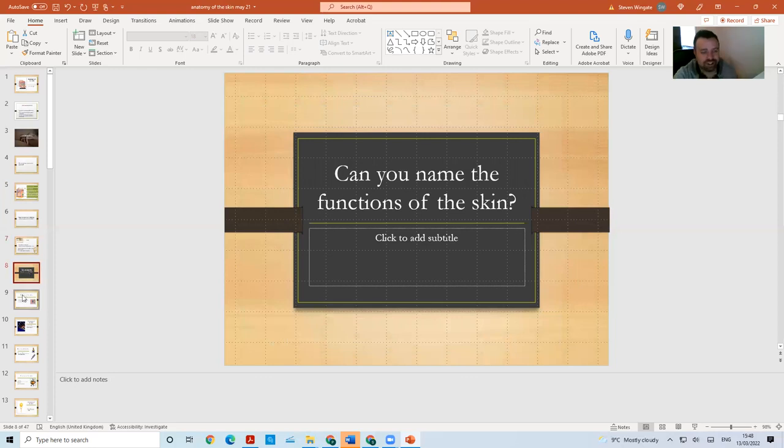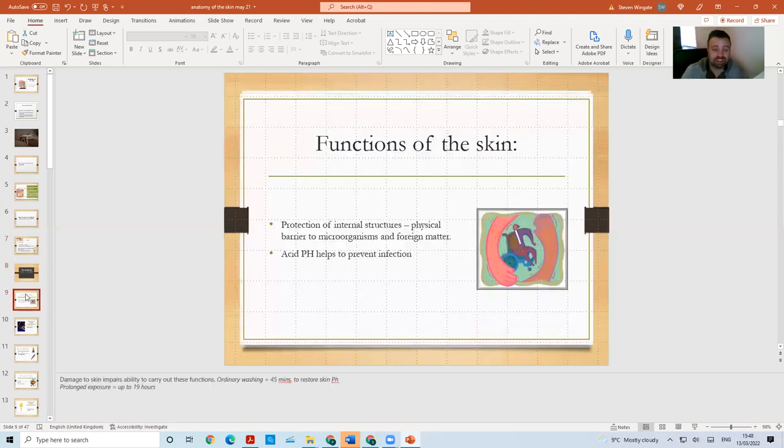Can you name the functions of the skin? So the function of the skin, ideally, is to keep our organs and bodies in place and to allow us that strength and movement in line with our muscular system and skeleton system. The function of the skin is to protect the internal structures, a physical barrier to microorganisms and foreign matter, and the acid pH levels help to protect us against infection. So skin damage impairs the ability to carry out these functions.